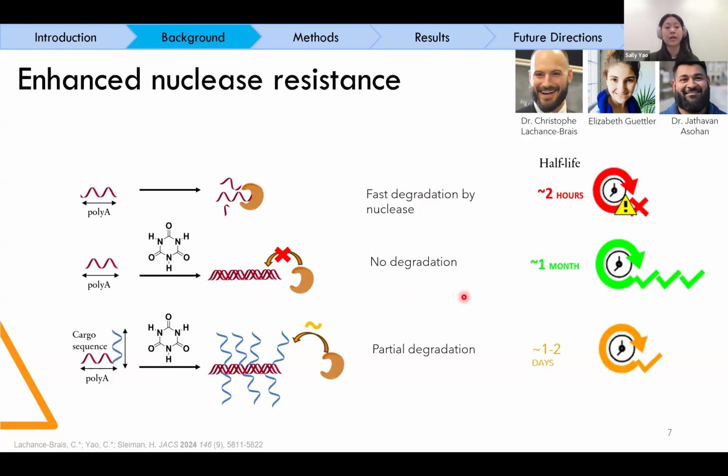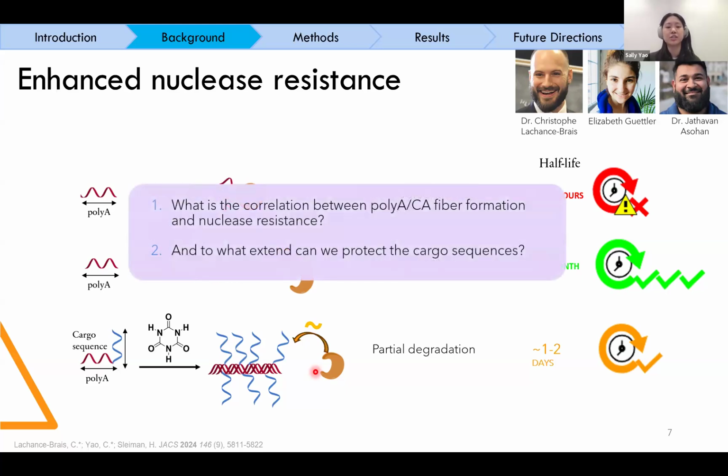As cargo sequences usually encode for therapeutics, what we see here is that because the cargo sequence doesn't have consecutive A's, it won't be incorporated into the fiber, but will protrude out of the triple helix structures. We see a partial protection with a half-life of 1 to 2 days. So it makes us ask two questions.